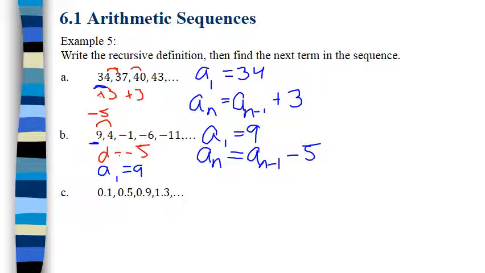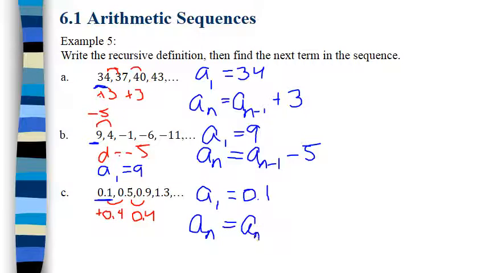Okay, let's try this one. When we look at this, to go from 1/10 to 5/10, we're going to add 4/10. So the common difference is 4/10. We're always adding 4/10. We started here at 1/10, so a sub 1 is 1/10. And then each term is going to be the term before it plus 4/10. And there's my recursive formula.